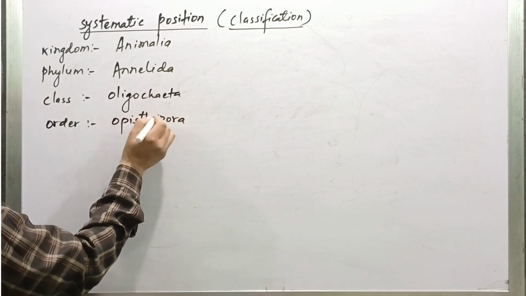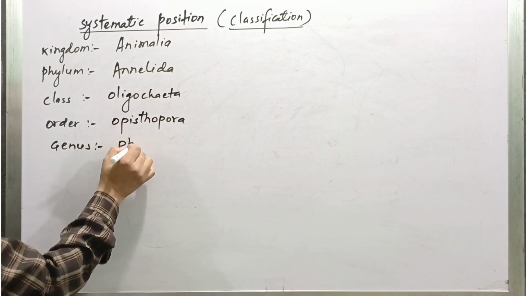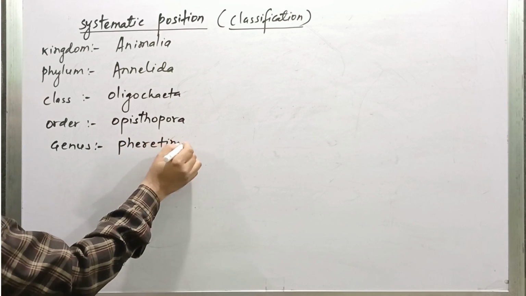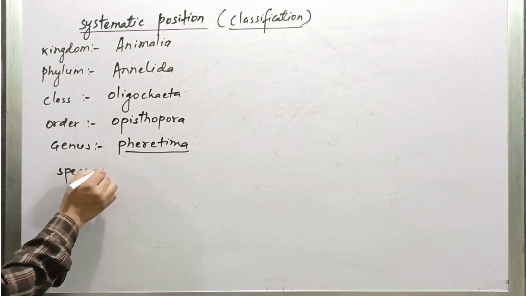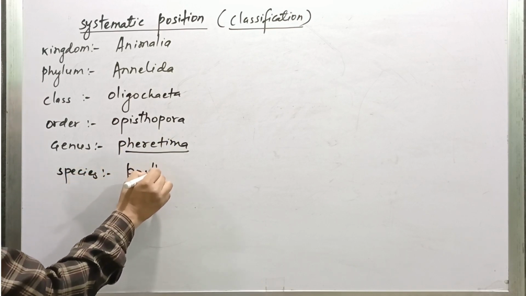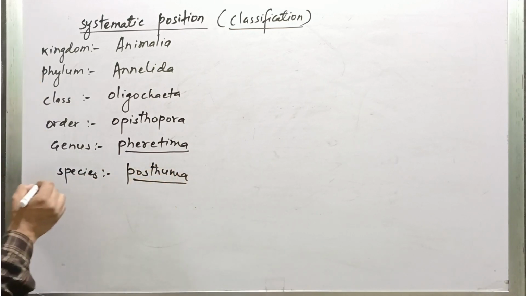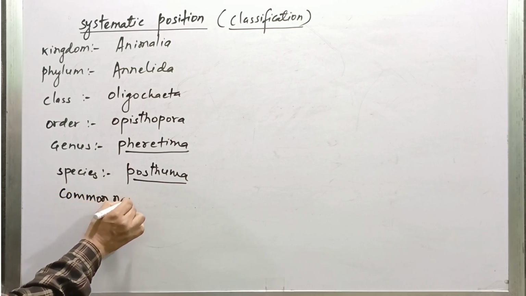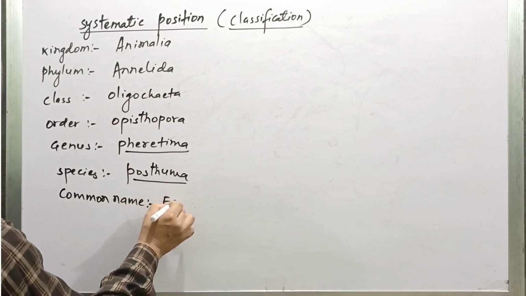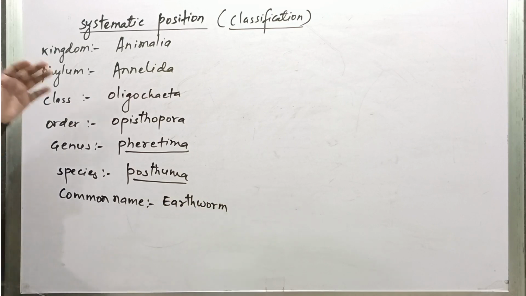Then its order. Order is Opisthophora. Then its genus. Genus is Pheretima. Let us underline it. Then its species. Species is posthuma. We have to underline it. Now finally its common name. Its common name is earthworm.